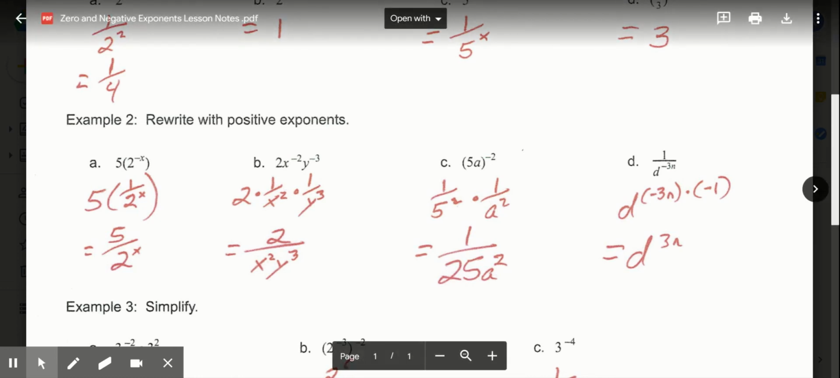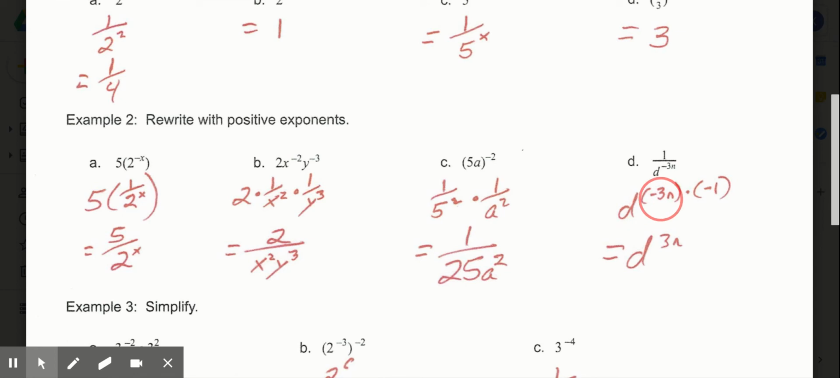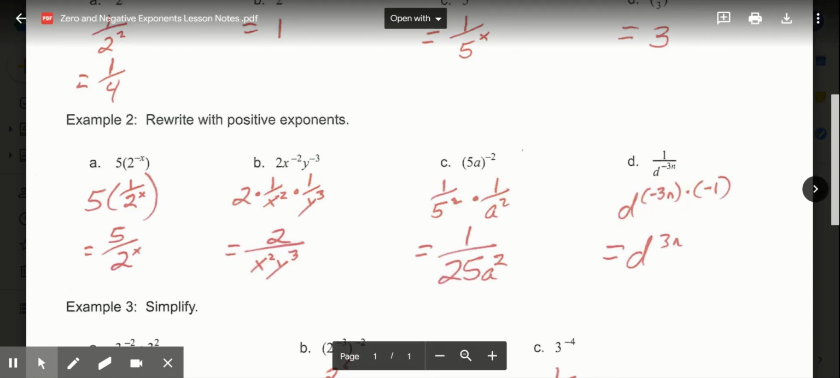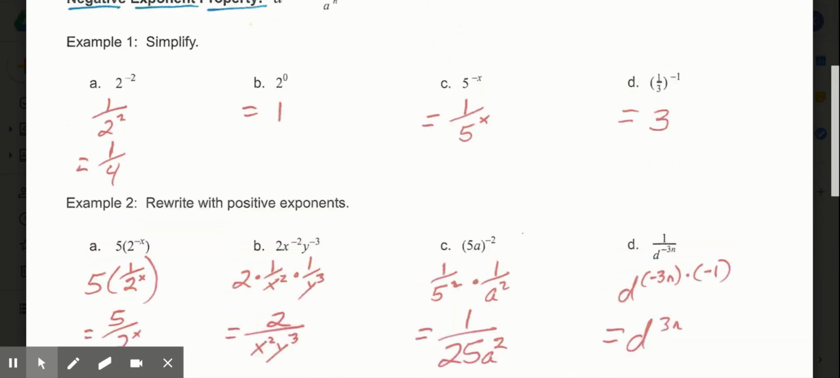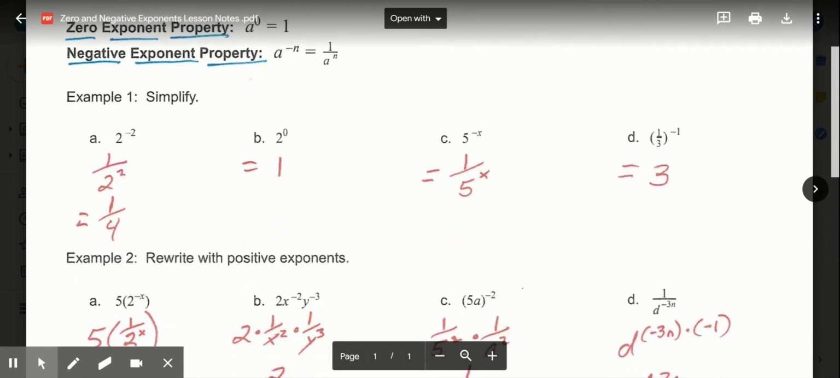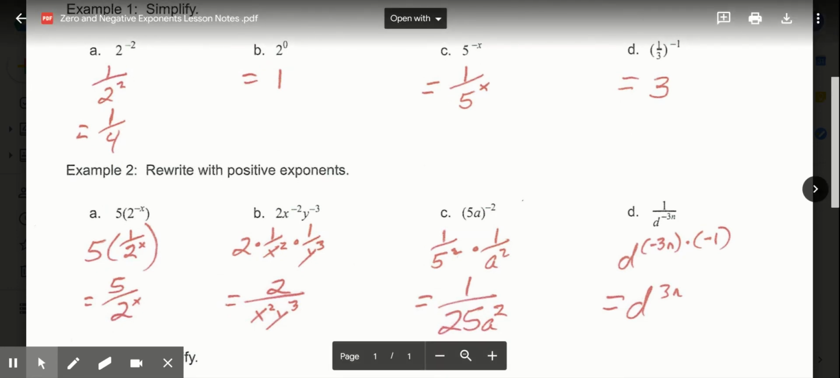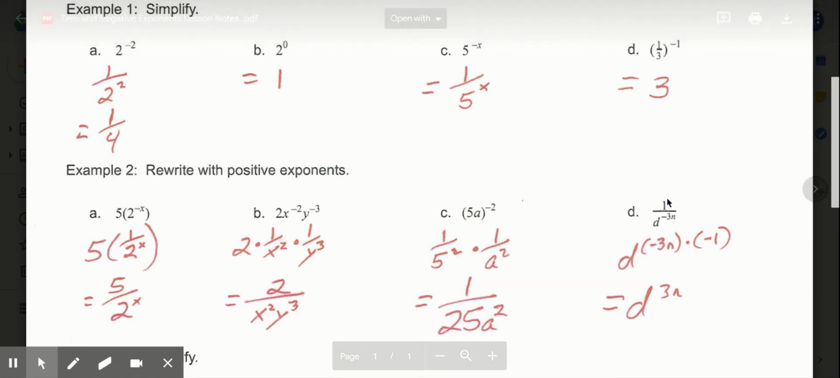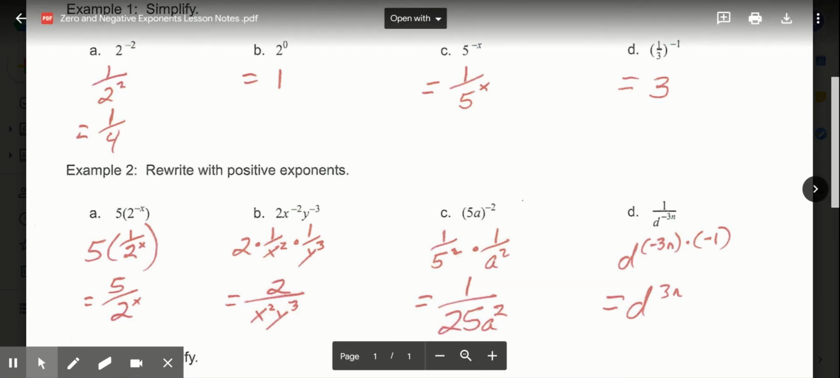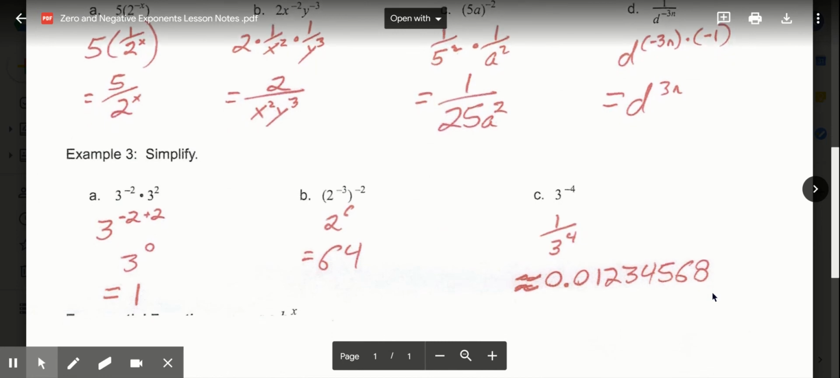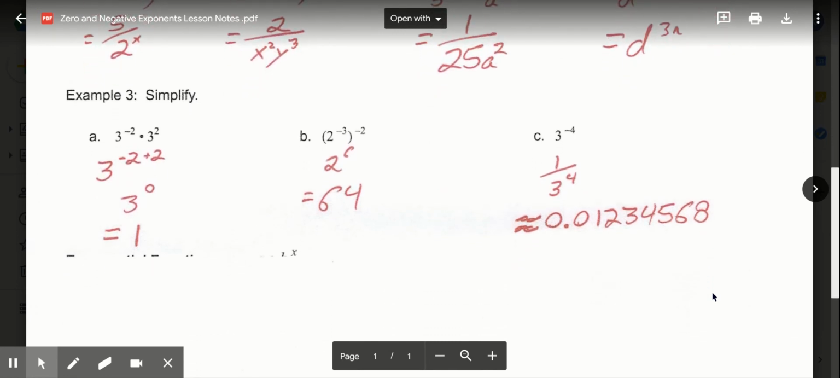And then in D we already have a 1 on top, and our d to the negative 3n is on bottom. So in this case, what I am technically doing is I would be moving this piece right here back to the top. Because it's on bottom and it's to a negative power, we are still following the negative exponent property, but because we're already starting on bottom, it would move back to the top. So that would become d to the 3n over 1, which is just d to the 3n. And then our other 3 simplify answers.